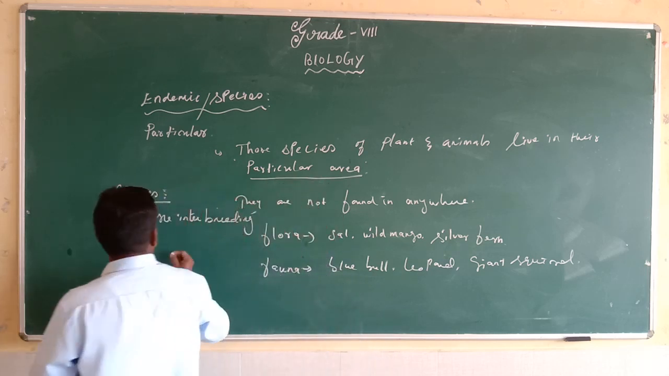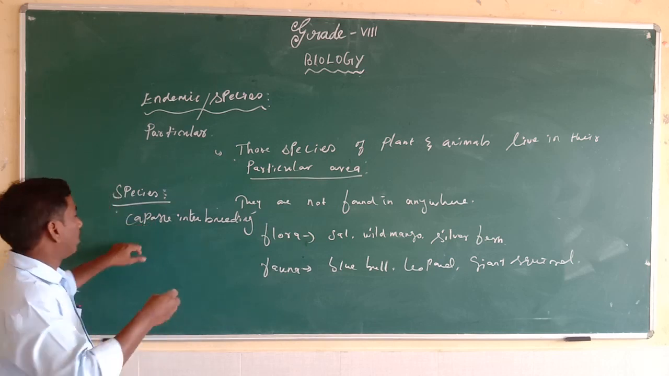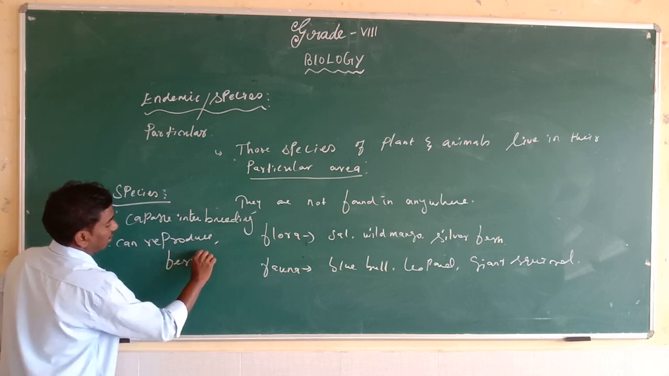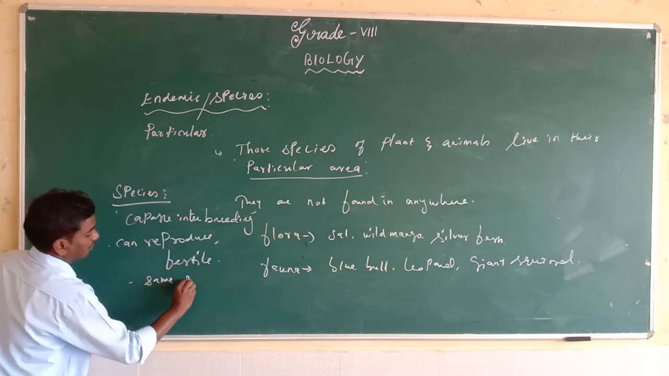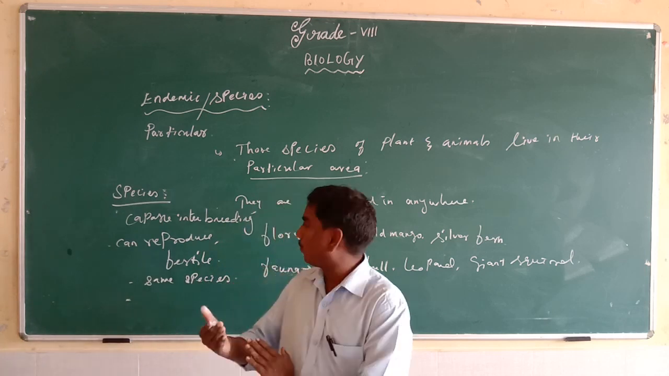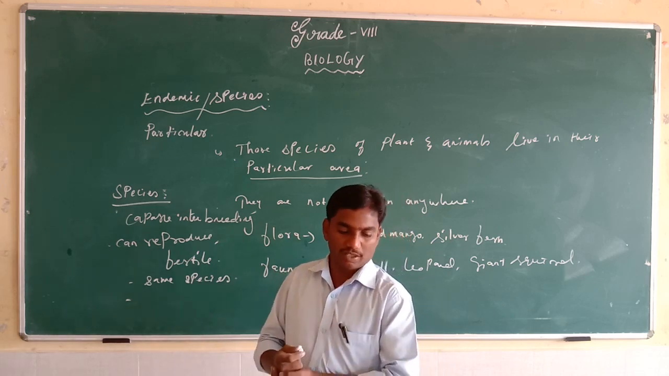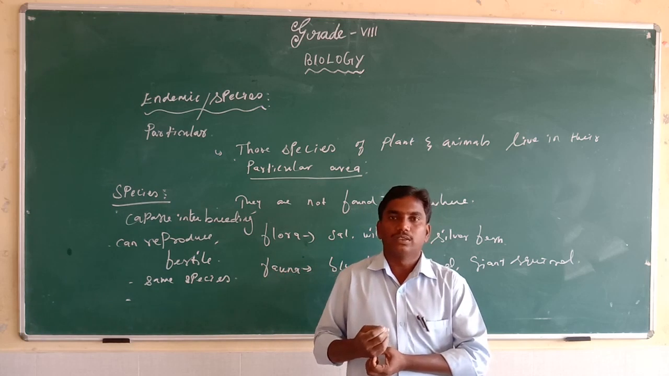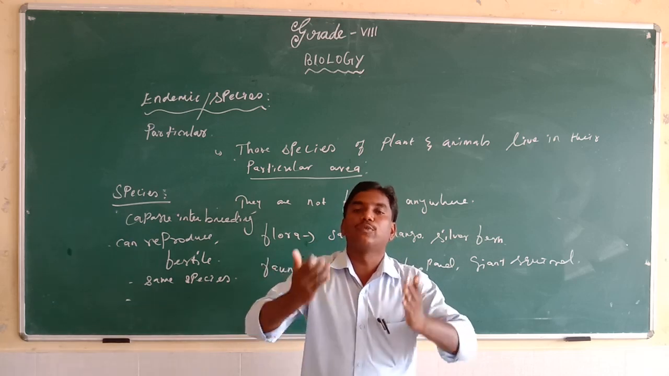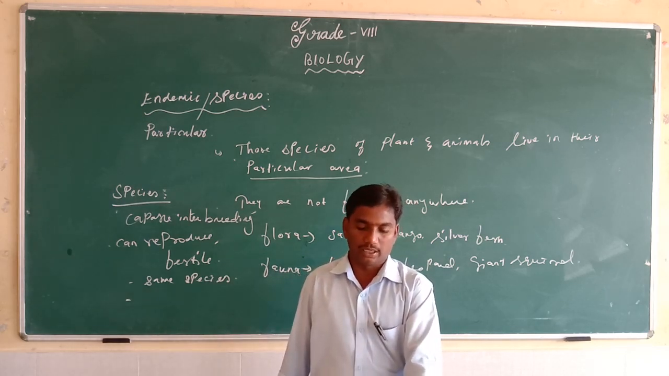It is very important because this group of species can reproduce and be fertile within the same species. So the group of population can interbreed in the same species. That means the group can reproduce and fertilize within the same group only, the same members of the species, not with other species.